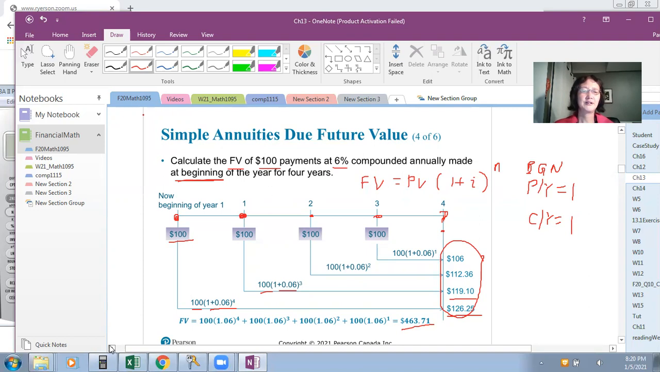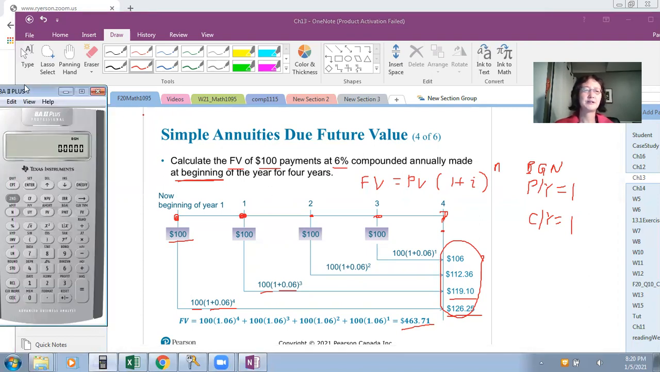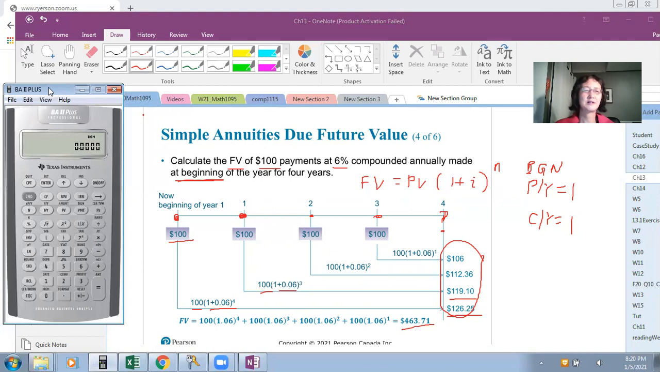So let's use the calculator to do it. First, make sure it is begin mode. I already have BGN. And then next, set up PY. Second, PY, 1, Enter. Down arrow, CY is 1, Enter. And now second, quit.